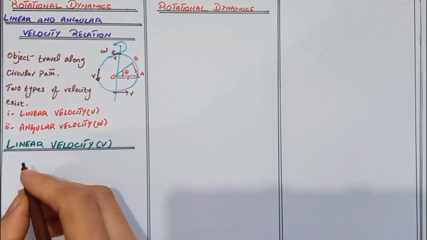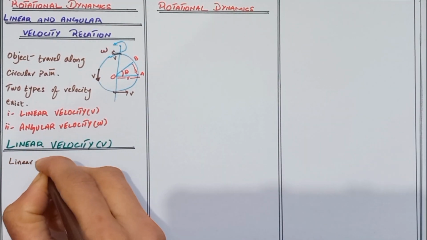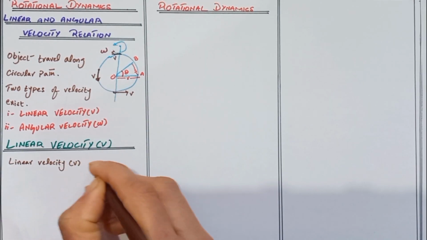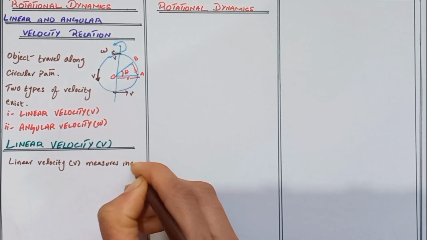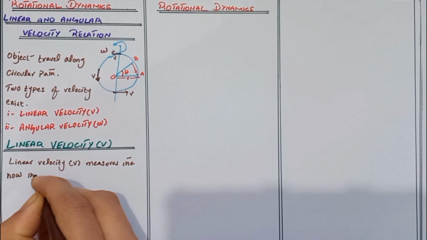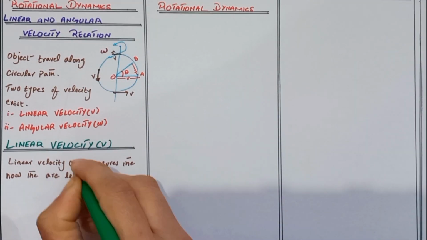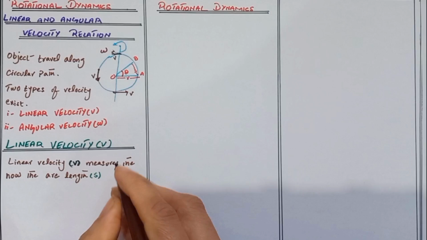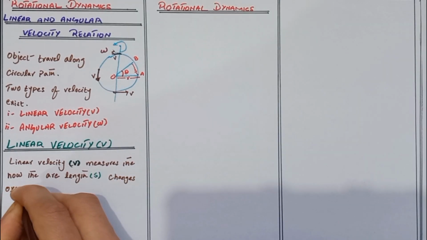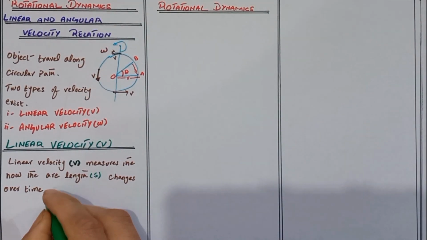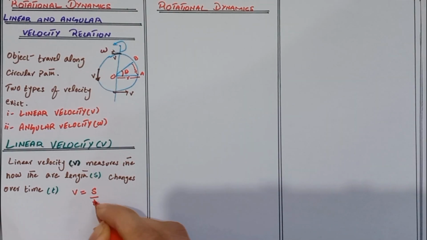First we discuss the linear velocity v. Linear velocity v measures how the arc length s changes over time t. So we can write here v is equal to s by t.